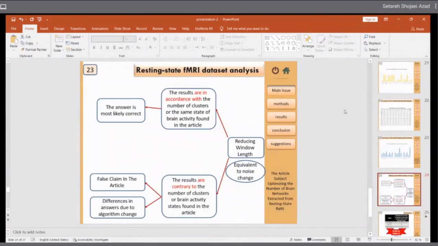And about the real resting state fMRI data set, as I told, it was from the Human Connectome Project.